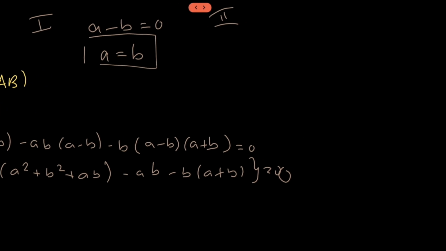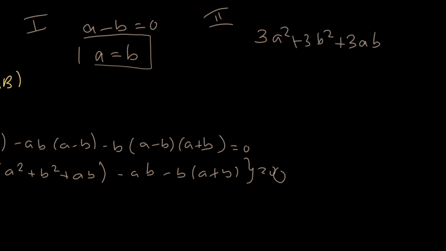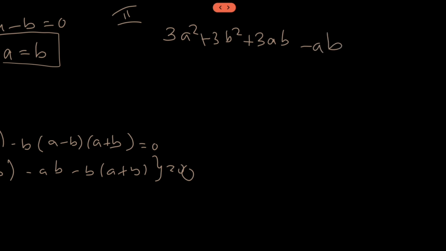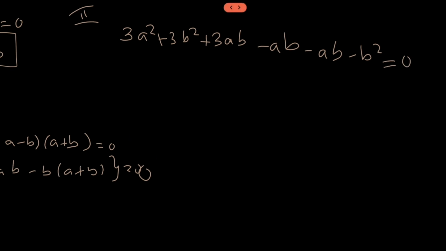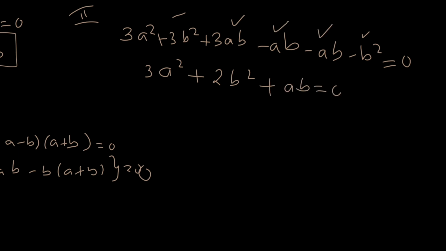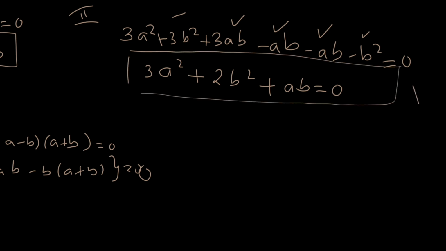So 3 into (a² plus b² plus ab) will turn out to be 3a² plus 3b² plus 3ab. Negative ab as it is, and opening the last bracket will give me negative ab again and negative b², and this thing I equate as 0. Now simplifying this thing, 3a² plus 3b² minus b² becomes plus 2b². 3ab minus ab minus ab becomes positive ab, and this thing is equal to 0. Now we have this thing, and this thing is not true.